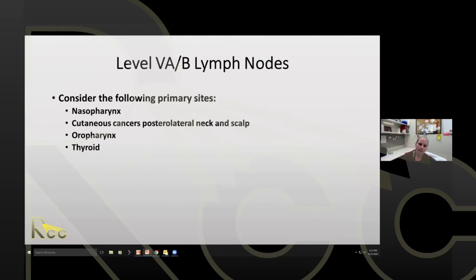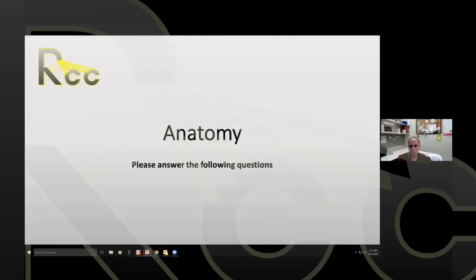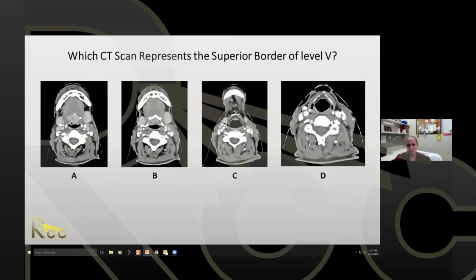As far as the most common primary sites with lymphatic drainage to level 5A and 5B, again, we've already mentioned the nasopharynx as well as those skin squames. The other things to consider would be oropharyngeal primaries or thyroid carcinomas. So after going over the anatomical borders, next we're going to review some CT-based anatomy as they pertain to the borders. So what we're going to do is answer the questions on the following slide.